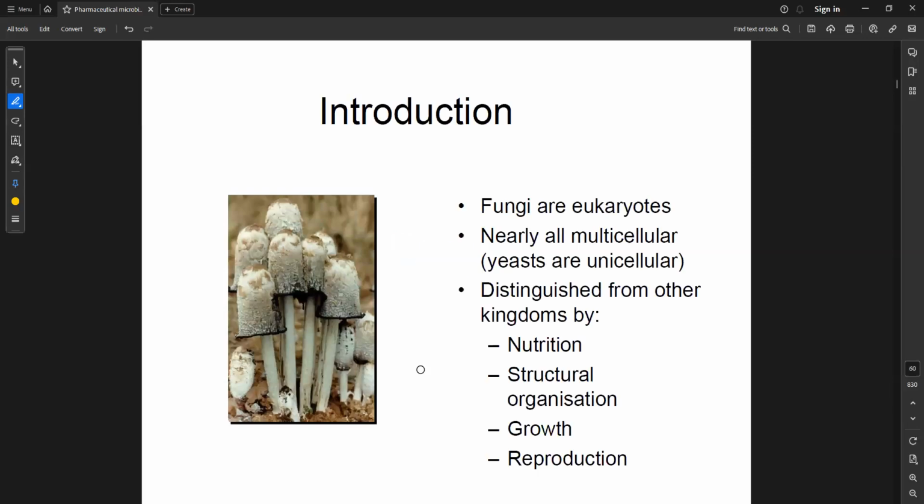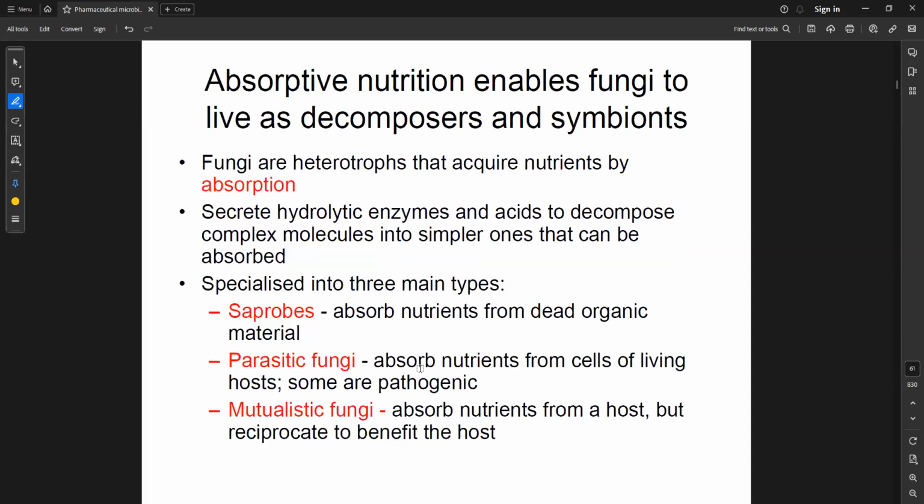So fungi are eukaryotes. Nearly all are multicellular, distinguished from other kingdoms by the form of nutrition, their structural organization, their growth, and reproduction. So absorptive nutrition enables fungi to live as decomposers and symbionts. So you'll find a lot of fungi growing next to dead bodies, dead trees, dead animals. You'll also find them in the floor of big rainforests. So fungi are heterotrophs that acquire nutrients by absorption. They secrete hydrolytic enzymes and acids to decompose complex molecules into simpler ones that can be absorbed.